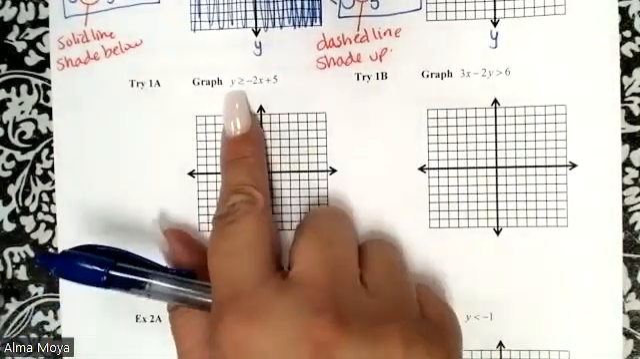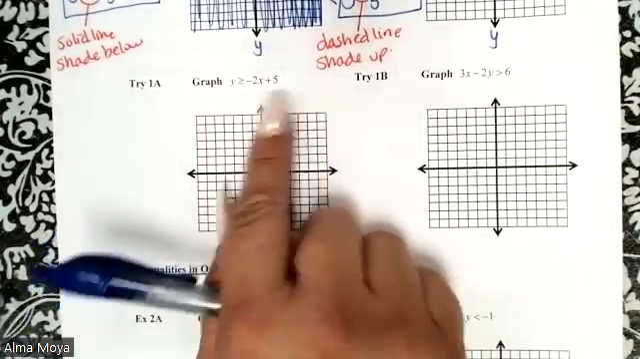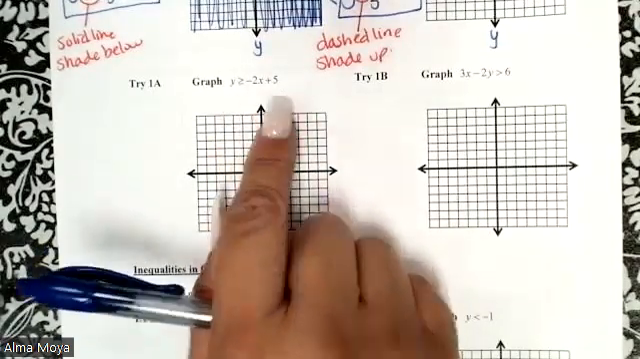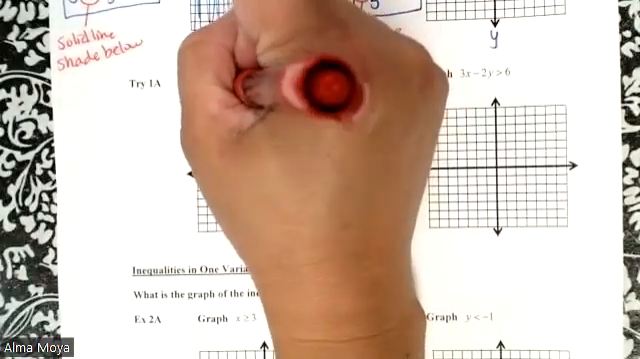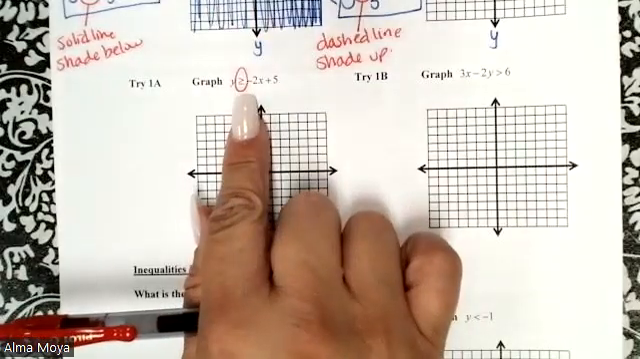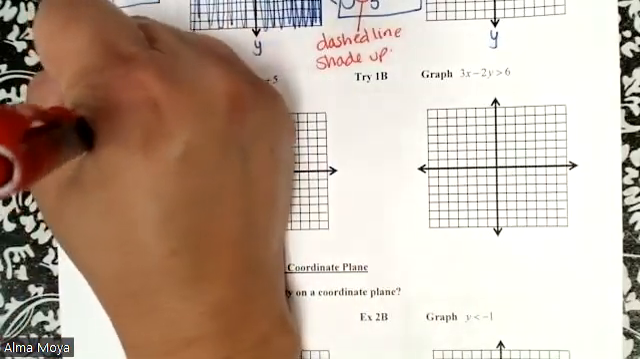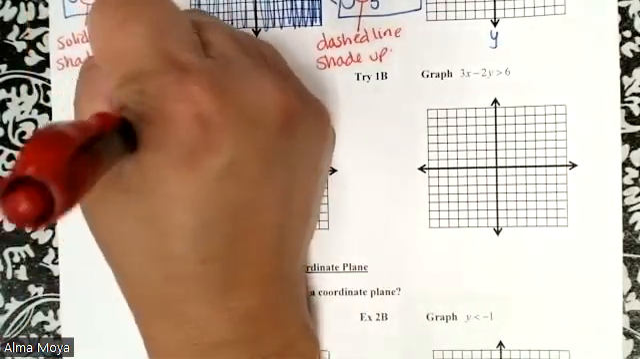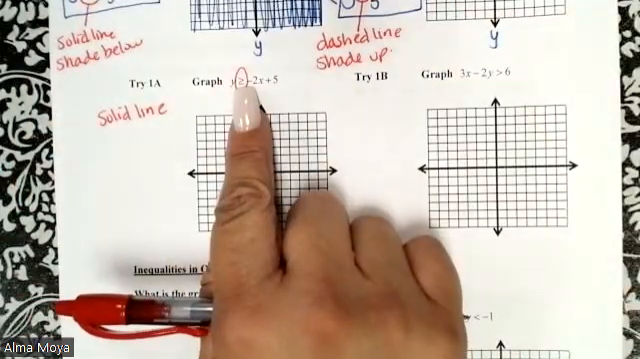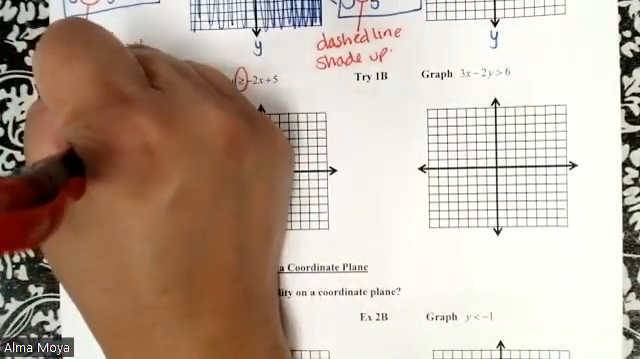Right here, that is already in y equals mx plus b. So I can automatically graph it right now. Because the line is on the bottom, that is going to be a solid line. And then that is the greater than symbol, so that means to shade up.